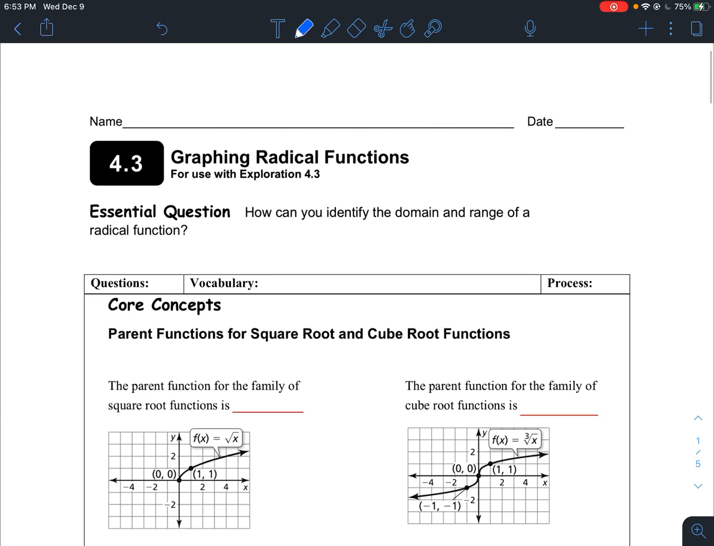So, a radical function is anytime you have a radical and there's a variable that is underneath the radical. Okay, so anytime there's a variable underneath the radical, you'll get a radical function.